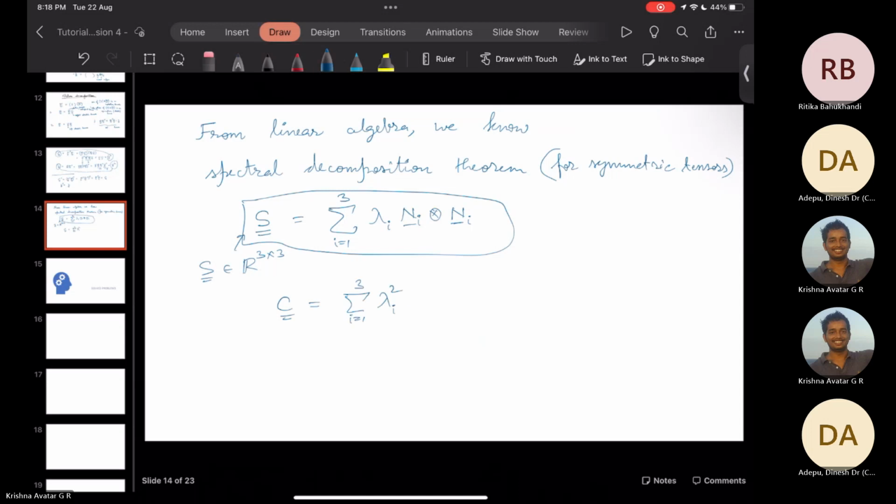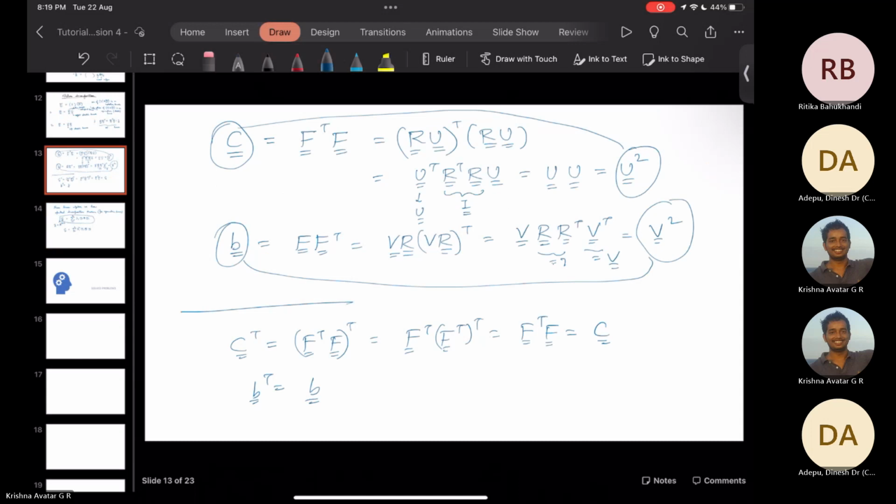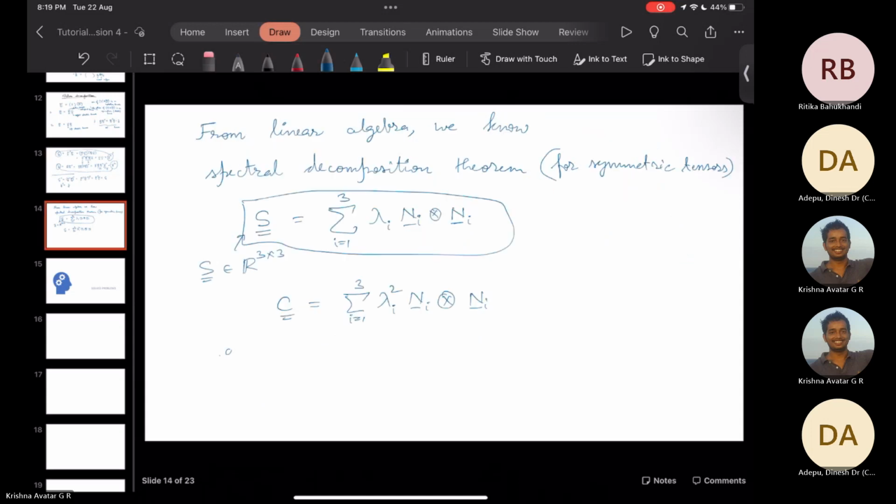I'm writing square for a specific reason. Now, when you look clearly at C here, C was expressed in terms of U squared, right? As in, it can be expressed as U squared. Now, suppose U has eigenvalues lambda 1, lambda 2, and lambda 3.